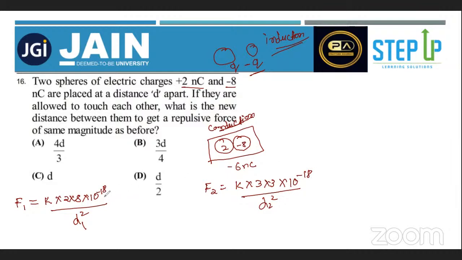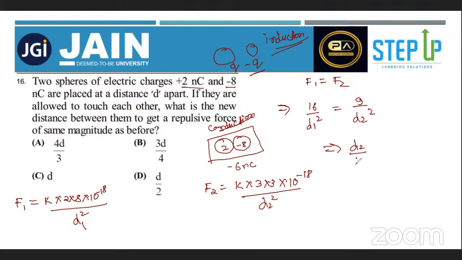Now, if I compare both of them, they're asking what the distance between them should be to get a repulsive force of the same magnitude as before. So I equate both of them; the magnitude should be the same, irrespective of sign. K gets cancelled, and 10 raised to -18 on both sides gets cancelled. So I have 16 upon d1 whole square equals 9 upon d2 whole square. I need to find the new distance, d2.